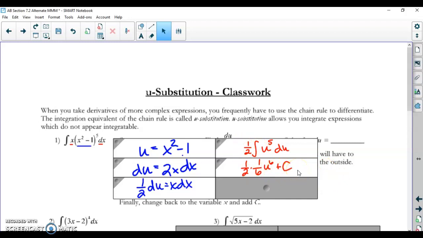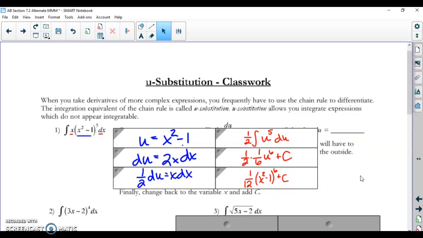I'm almost done. I'm right about there, except I have to go back and resubstitute, take u out of my equation, and replace it with the x that we had originally. So that's going to mean my final answer will be 1/12 the quantity of x squared minus 1 to the 6th power. And then, of course, plus c, since it's an antiderivative.